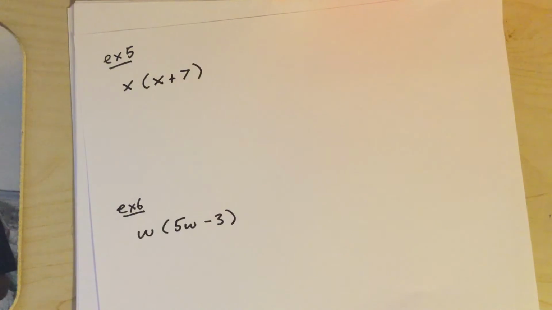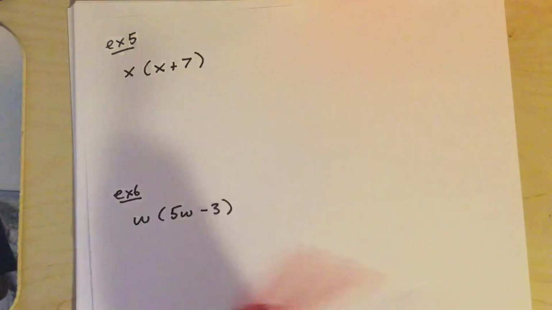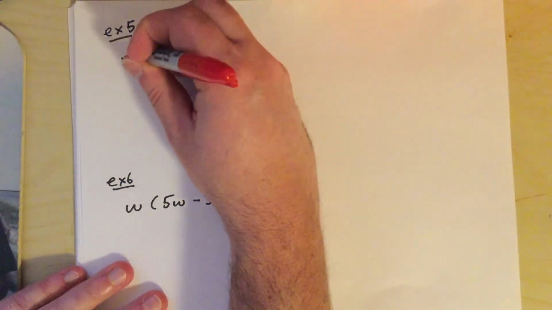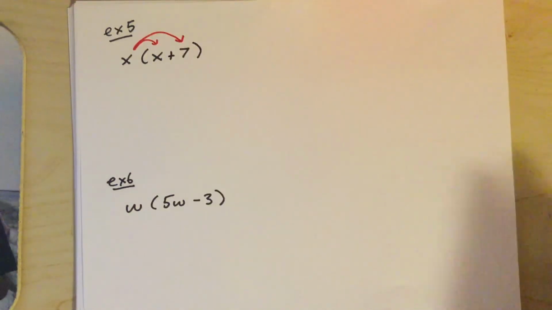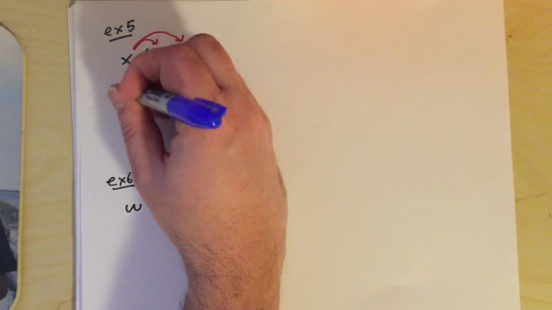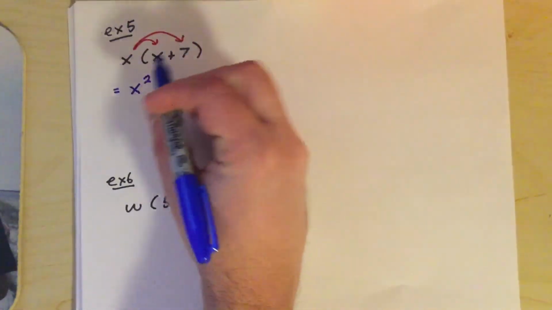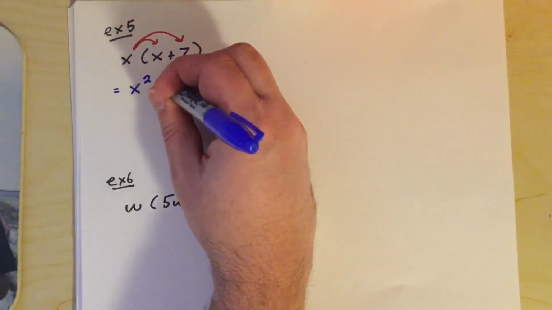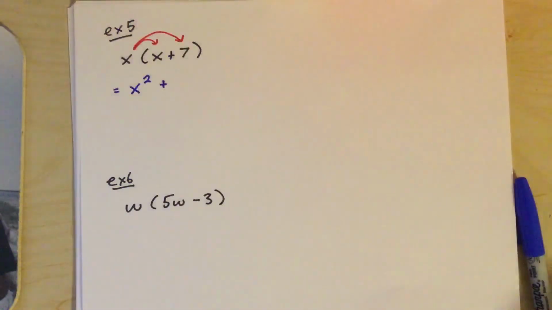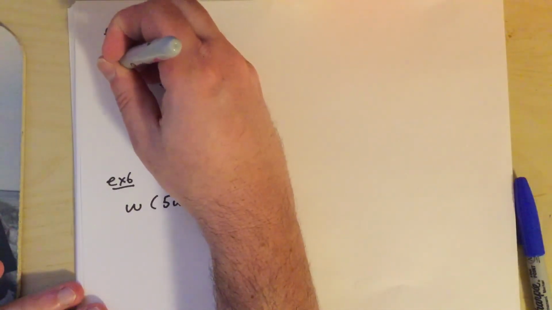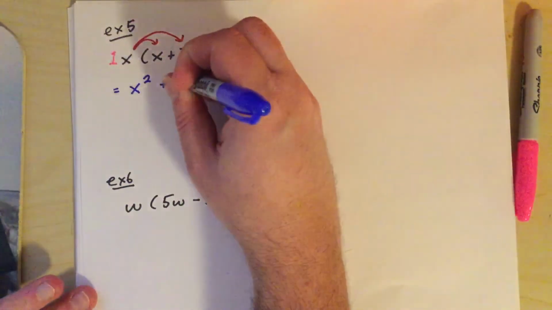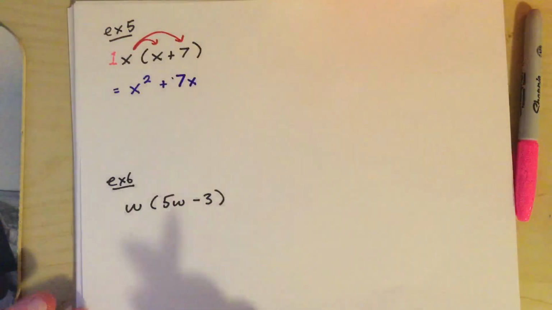Example 5. So here we're going to multiply the x into both of these. And x times x is, some people say it's 2x, but x times x is actually x squared. And then x times 7: it's kind of like there's an invisible 1 over there. So it's really 1 times 7. So the number ends up being 7, and then we just have an x. That's what we have.